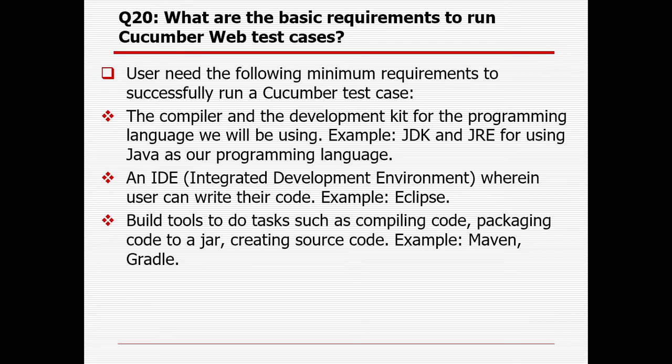The user needs the following minimum requirements to successfully run Cucumber test cases. First, make sure that Java has been installed in the system, along with the JDK and JRE. So the compiler and the development kit for the programming language we will be using, for example JDK or JRE for using Java as our programming language. Then any kind of IDE should be there. It can be Eclipse, it can be another. An IDE is nothing but an integrated development environment wherein the user can write their code, for example Eclipse.